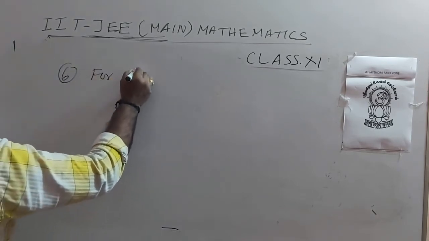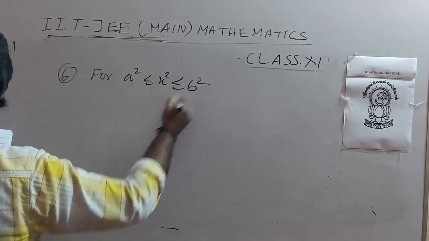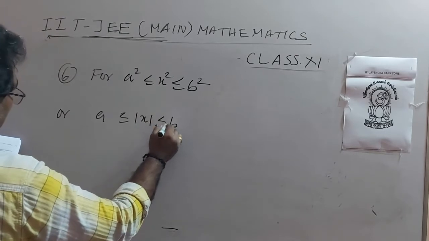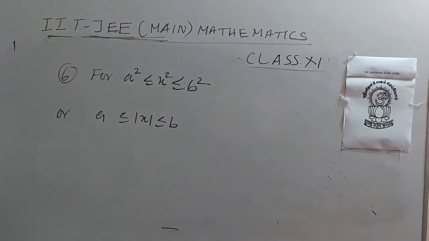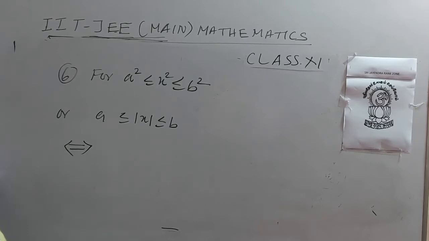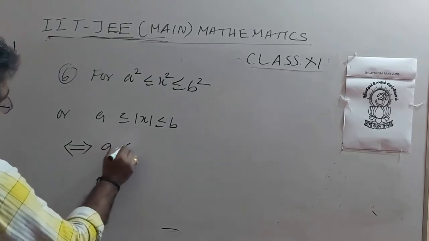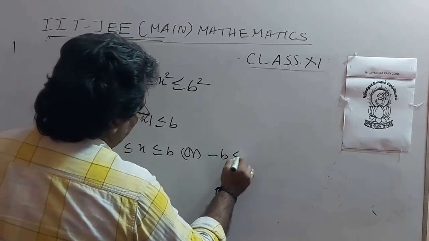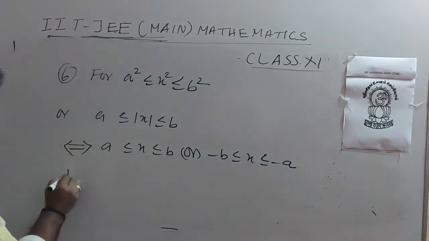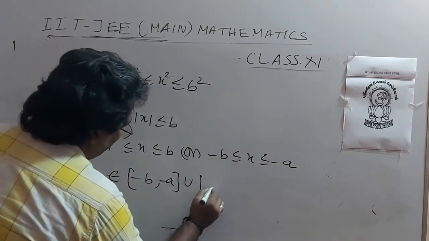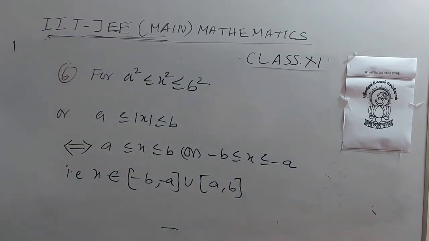For a squared less than or equal to x squared less than or equal to b squared, or a less than or equal to modulus x less than or equal to modulus b, if and only if a is less than or equal to x less than or equal to b, or minus b is less than or equal to x less than or equal to minus a, that is, x belongs to minus b to minus a union a to b.